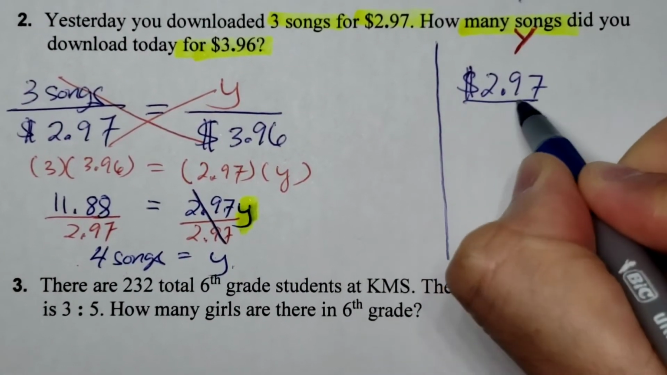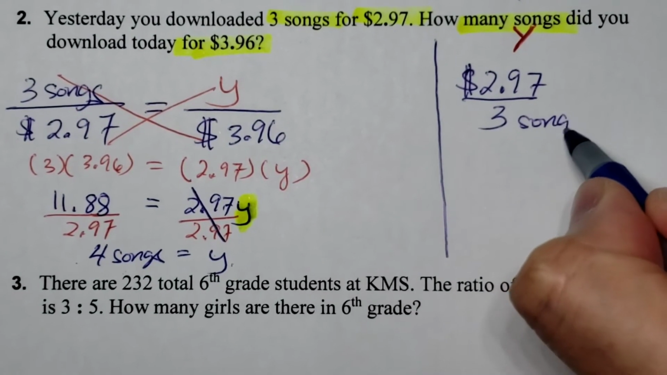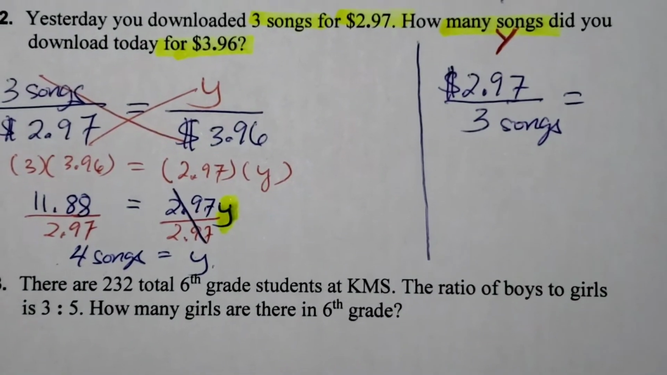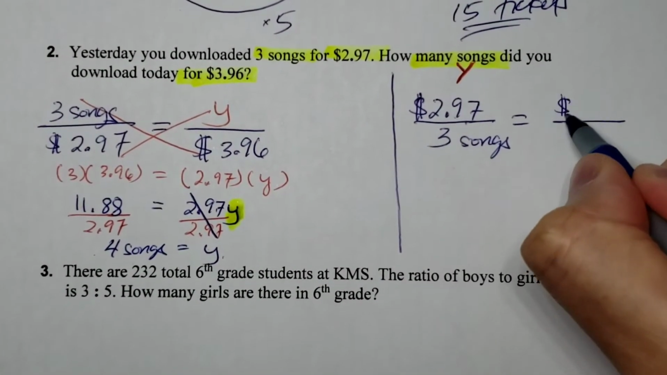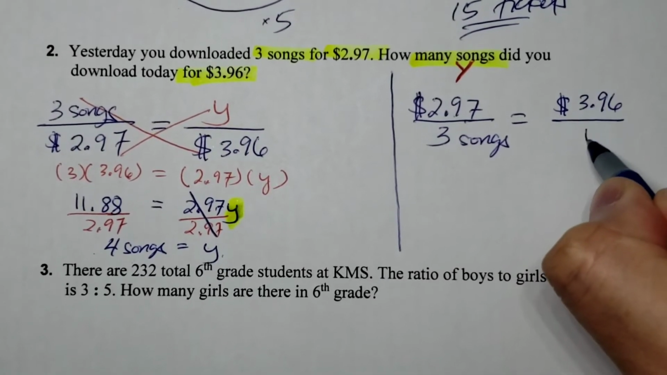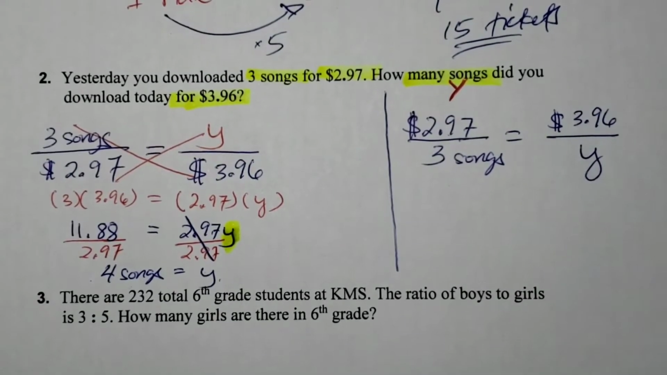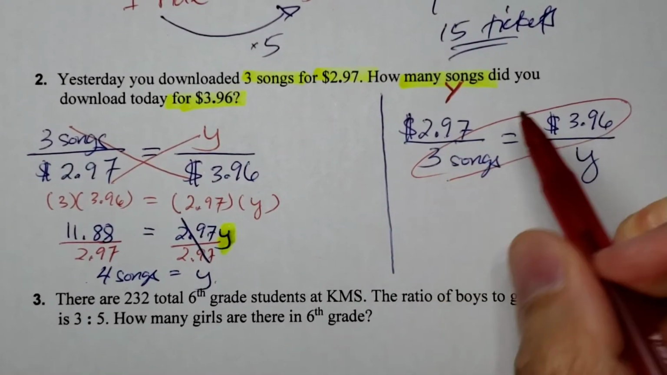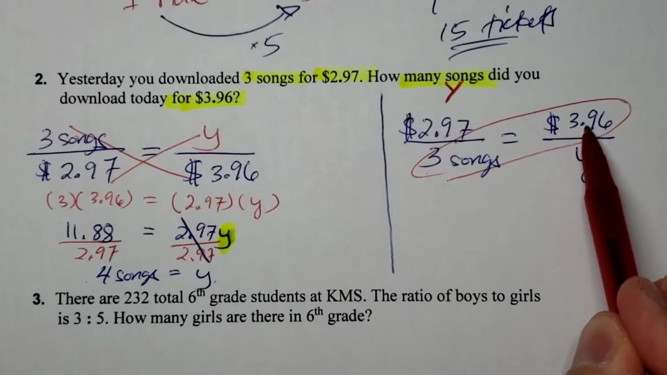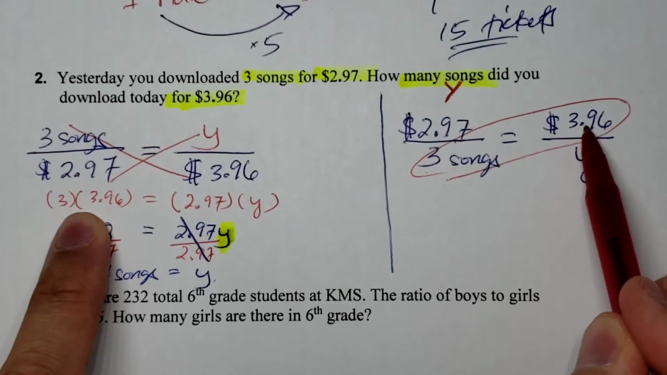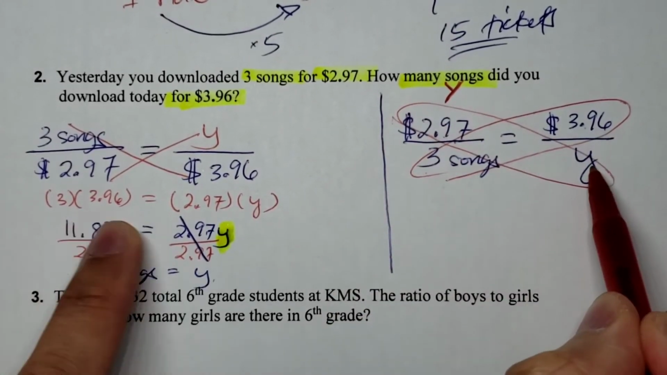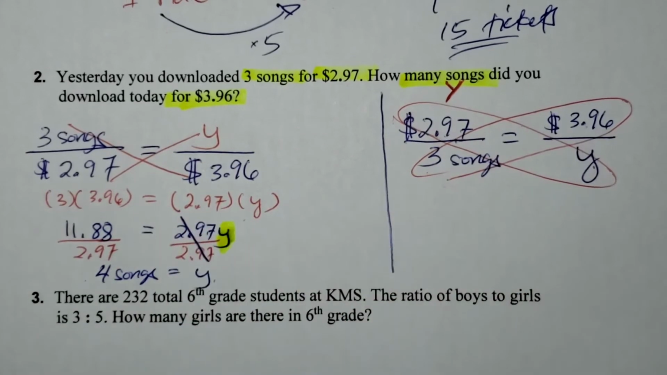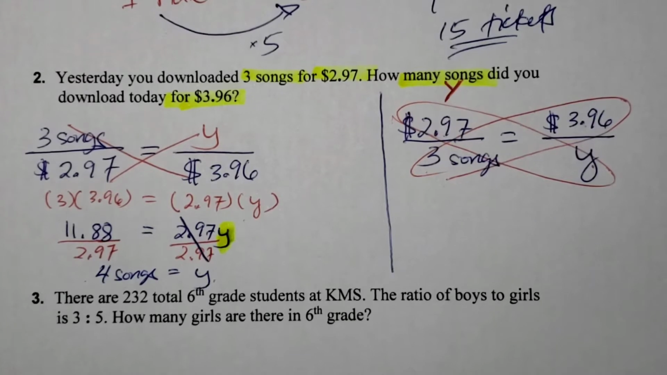Now, if you did the other way, what if I wrote the cost first over the number of songs? Would that give me the same answer? Absolutely. Let me zoom out. So $2.97 over 3 songs. So that means you're gonna write the price at the top as well over y. Now if you use cross product, you're multiplying 3 and $3.96. That's the same thing as on this side. You're multiplying 3 to $3.96. And you're multiplying $2.97 to y, and it's the same thing on this side. So you will get the same answer. So no need to worry, as long as you're consistent with your labeling.